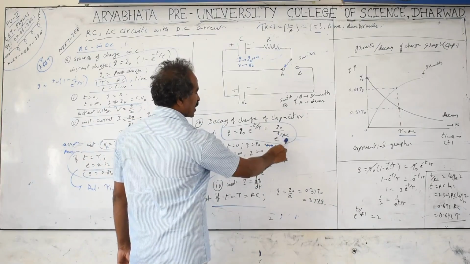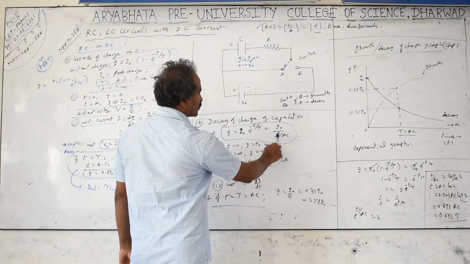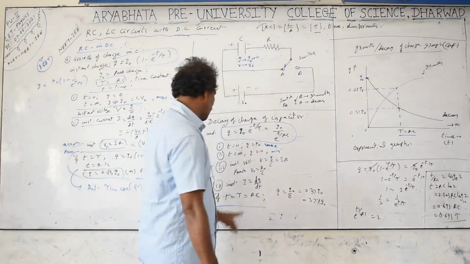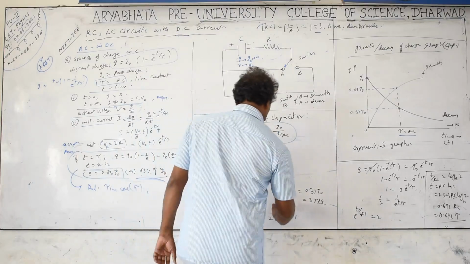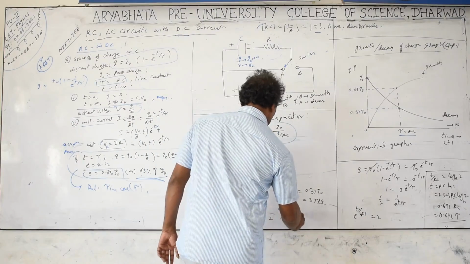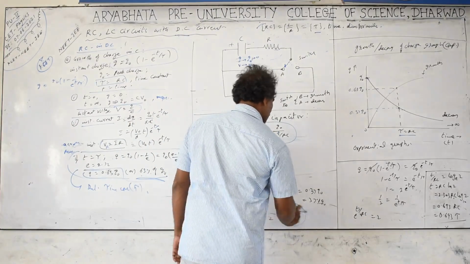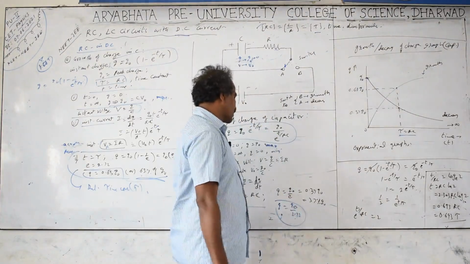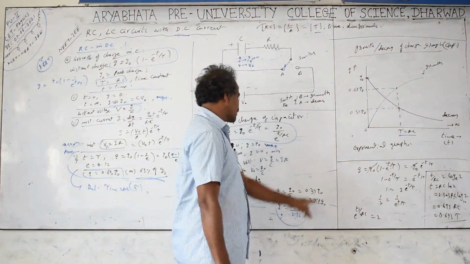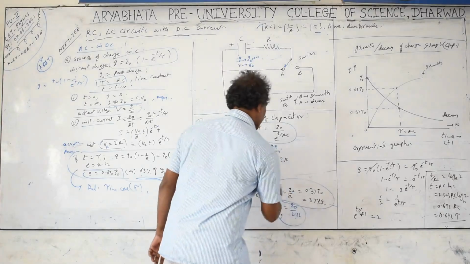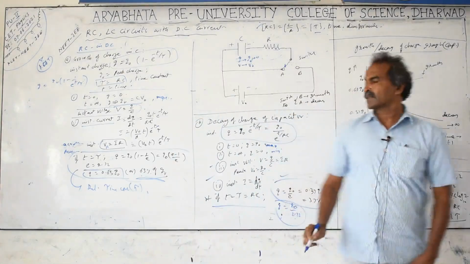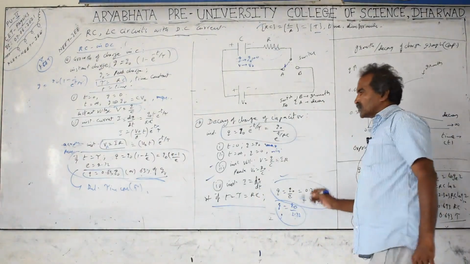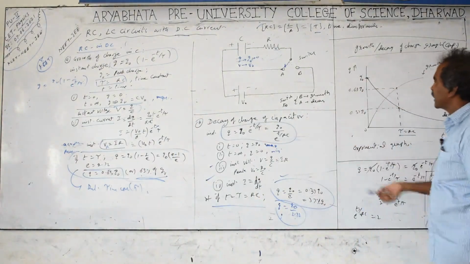With t equal to RC, the exponent becomes 1, e to the power of 1, where e is nothing but 2.72. When t equals tau, Q equals Q naught by 2.72. The ratio becomes 0.37 times Q naught, or 37% of Q naught. This point also will generally be asked: what is the time constant of the decay? Two cases are there. Growth is different, decay is different.